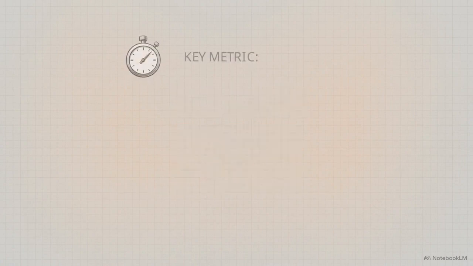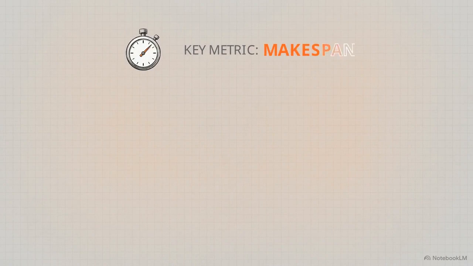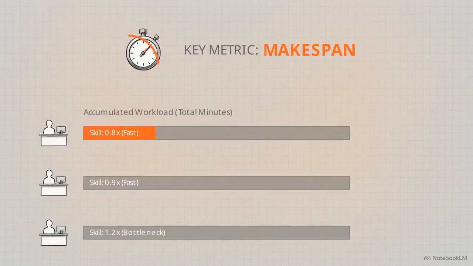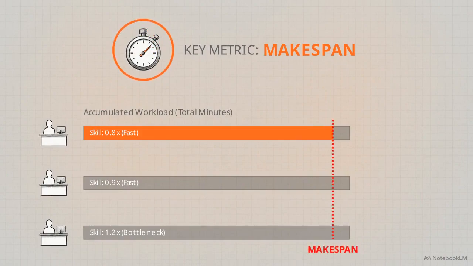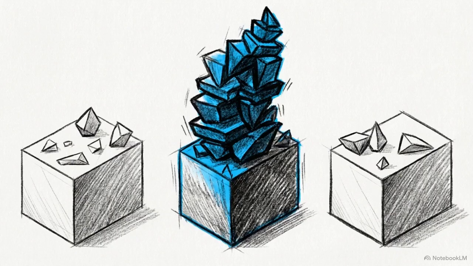To measure the efficiency of our schedule, the script tracks a metric called the makespan. Makespan is the total time it takes for the last counter to finish its assigned work. By minimizing this number, we ensure no single worker is stuck with a massive backlog while others sit idle.